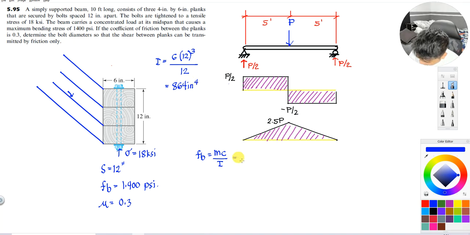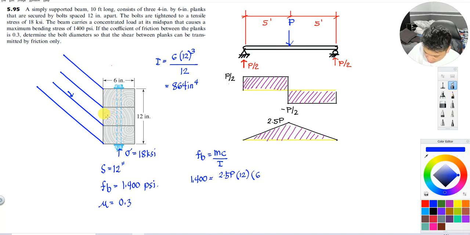So, ang moment natin, dito, ang FB ko is 1,400 PSI. So, ang moment ko is 2.5 of P. Kaya lang, naka-pound feet yon. So, again, i-multiply ko yun by 12, para maging pound inch. So, ang C ko is 6 inches, no?